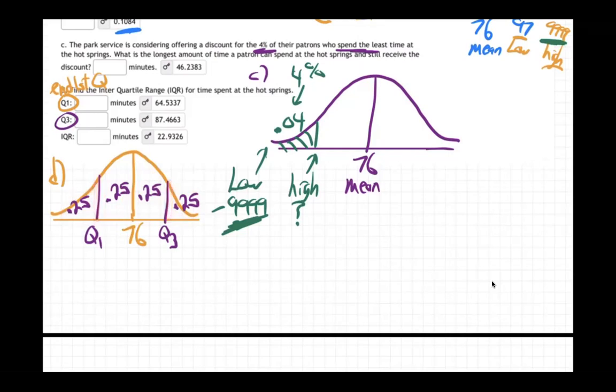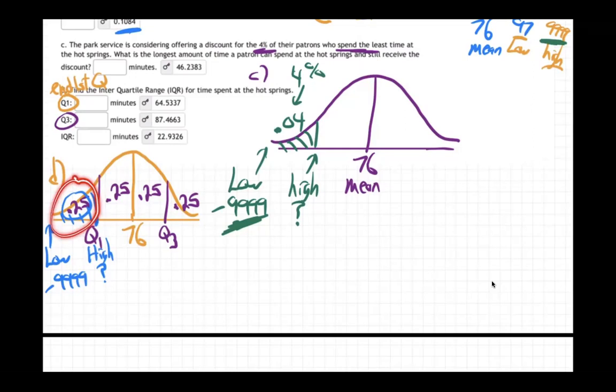Okay, so to find this Q1 section, to find this right here, we need to say, okay, I want to know this section right here. So this must be the low of this section, which goes left forever. So it's negative 9999. This is the high, the Q1, which is unknown. And 0.25 is the percentage. Do you see how I'm coming up with that? I'm just looking at this section first off. This bottom 25%. The people that spend the bottom 25% at the hot spring.